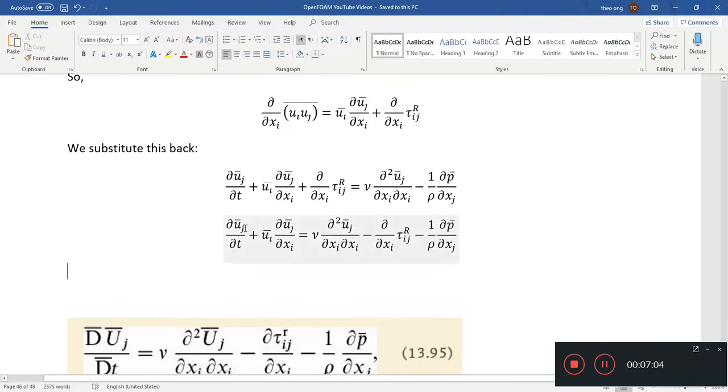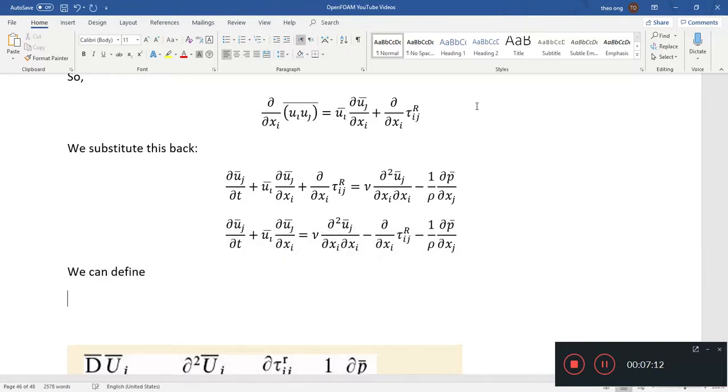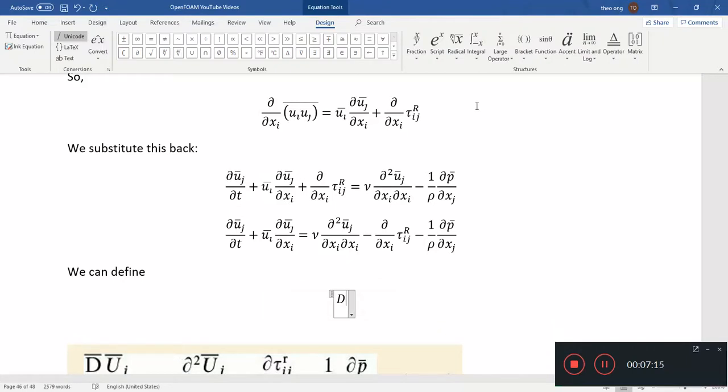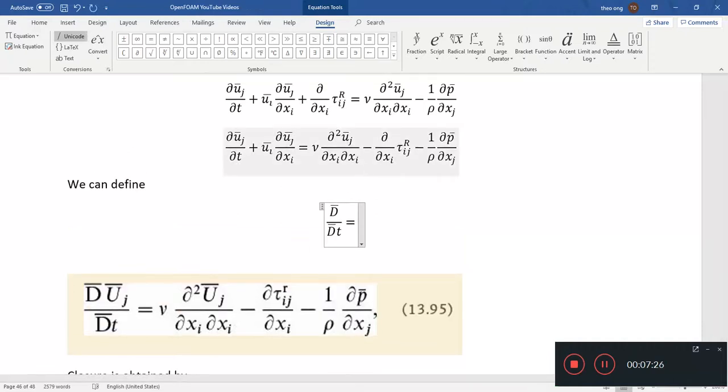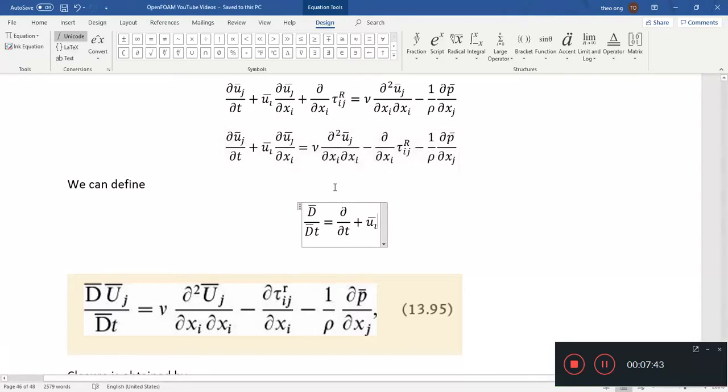This sort of looks like a substantial derivative, so we can define the substantial derivative, except we use a bar, D bar by Dt. So this is what we are having here. This equals partial by partial t plus ui bar into partial by partial xi.